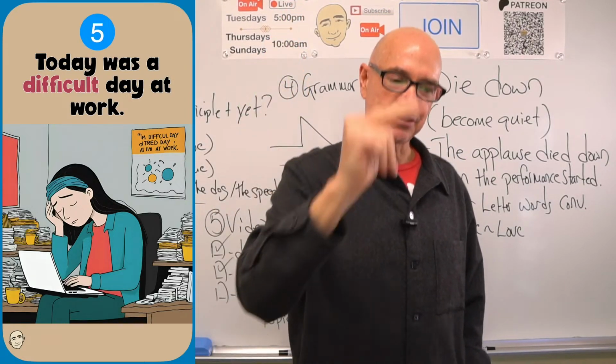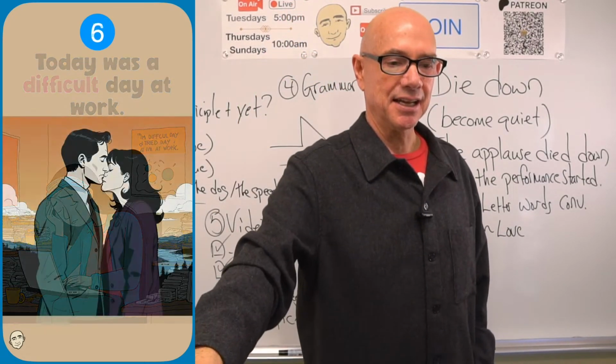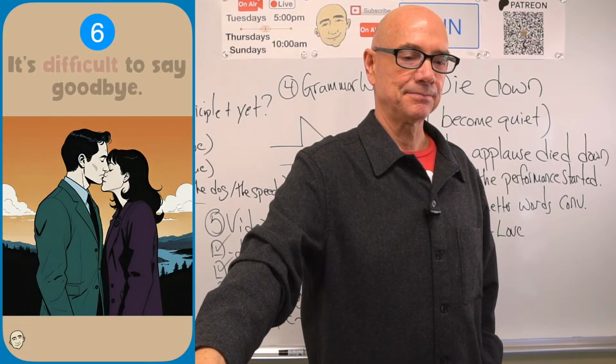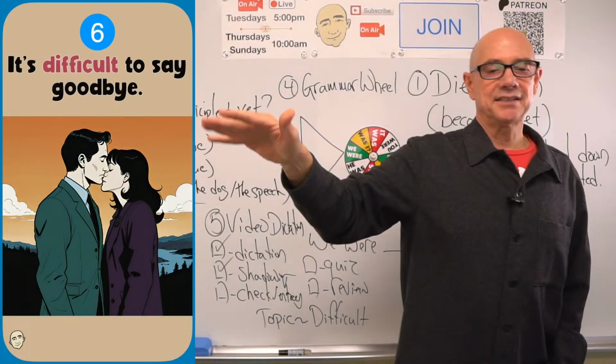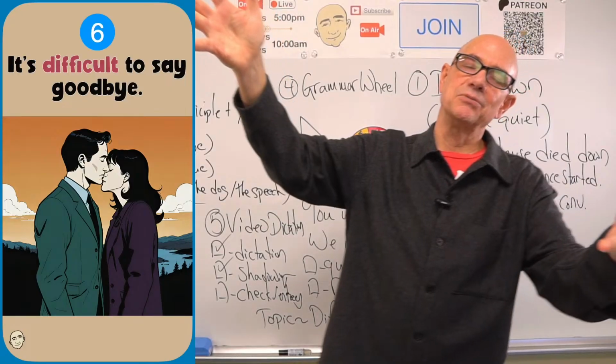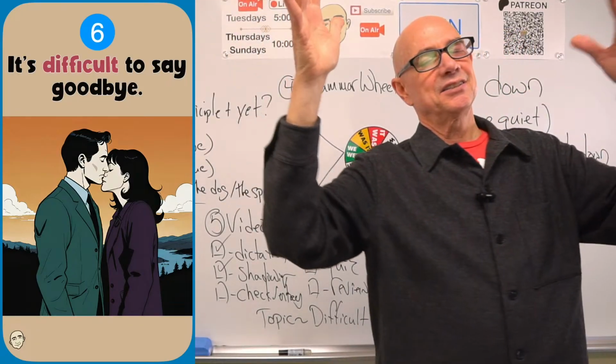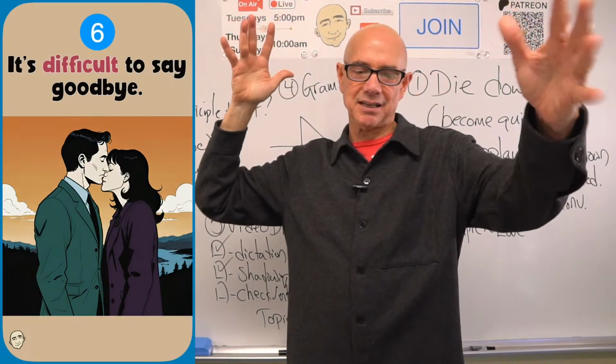How did you do? Number 6. Did you get it right? Number 6. It's difficult to say goodbye. I don't want to say goodbye. It's so difficult to say goodbye.